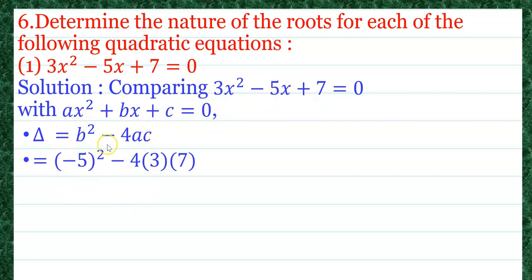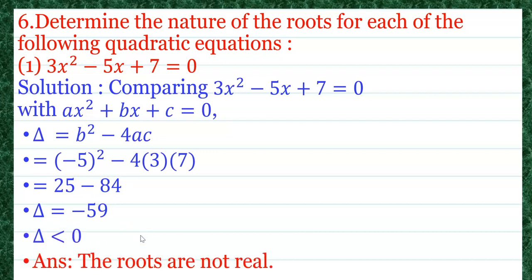Therefore minus 5 square minus 4 into 3 into 7, okay, 25, and their product, that is a 4 into 3, 12, 12 into 7, 84, and if you find out it, that is a 25 minus 84, then you will get minus 59. Delta is equals to minus 59, and which is less than 0. Okay, and therefore the roots are not real. Okay, next question.